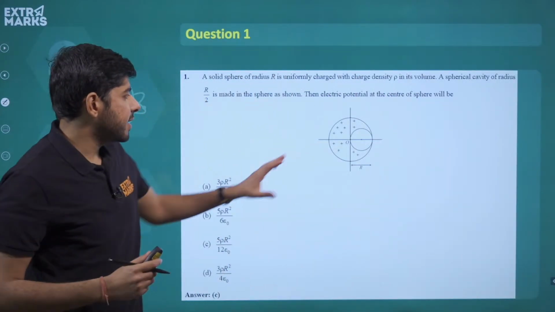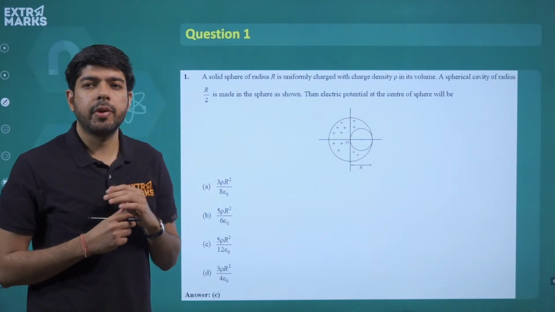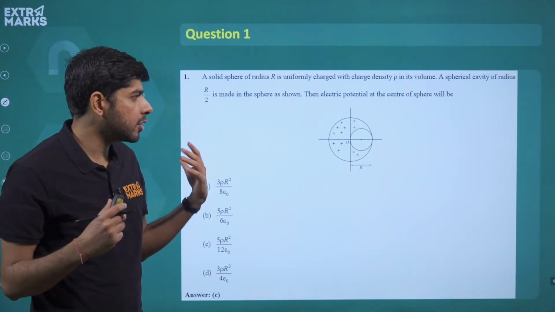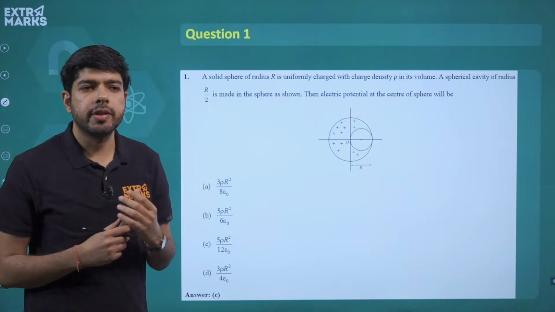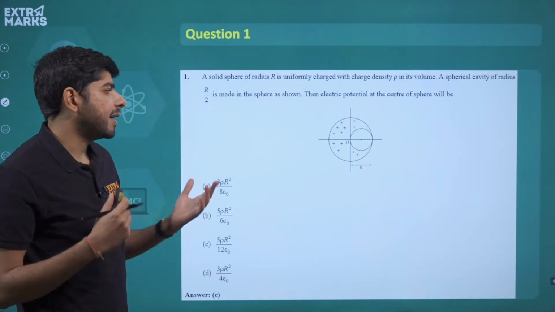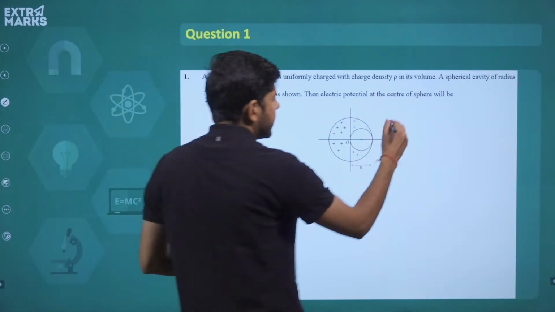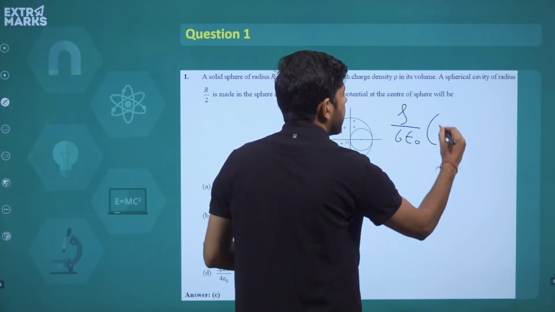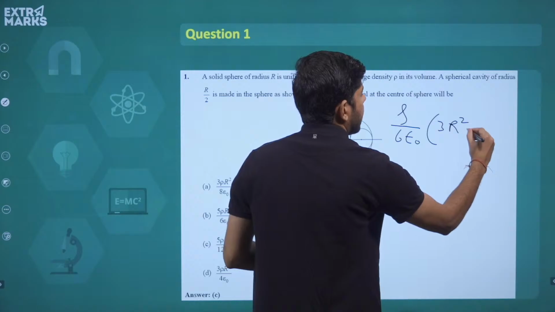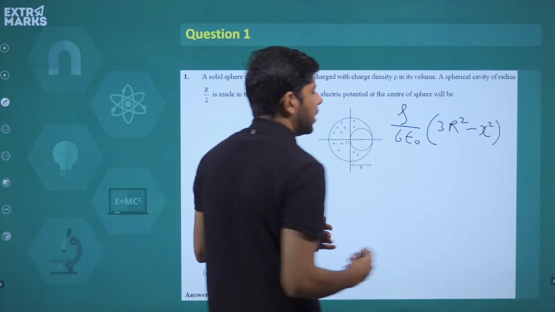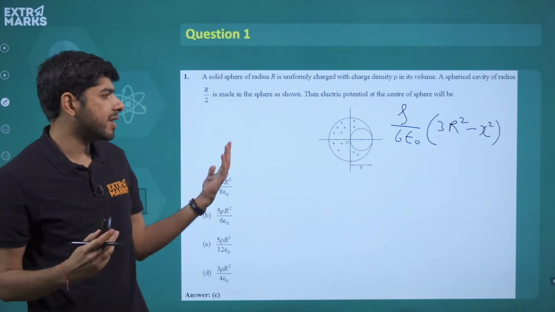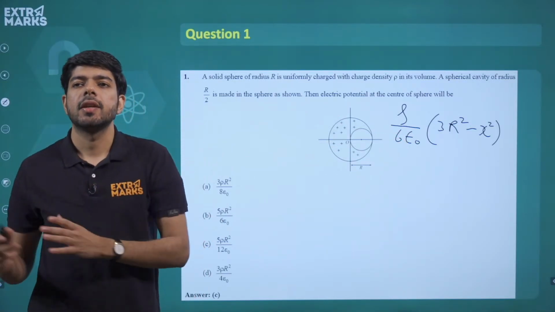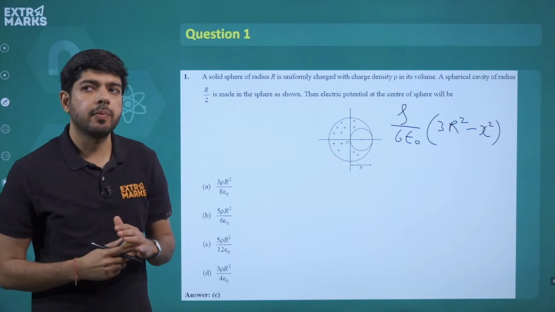So basically guys, you should know the potential due to a sphere at the center. It is a solid, non-conducting sphere. What is the potential at the center? So I'll tell you the formula here. This is the general formula: rho by 6 epsilon naught times (3 r square minus x square). Rho is of course the charge density, r is the radius, x is the distance from the center at which we are finding the potential.